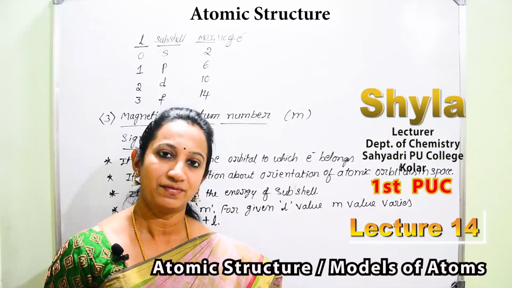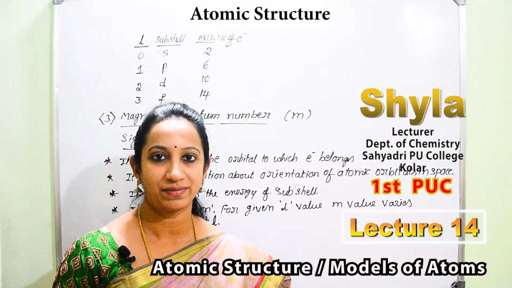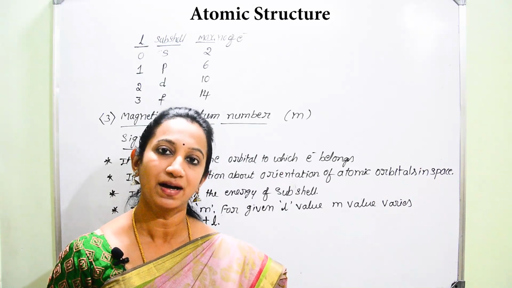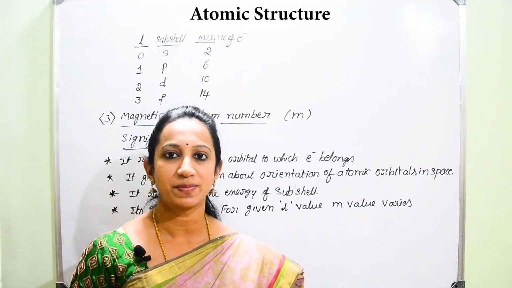So once you know the value of L, that is the azimuthal quantum number, we can easily predict the maximum number of electrons that can be accommodated in that specific subshell.